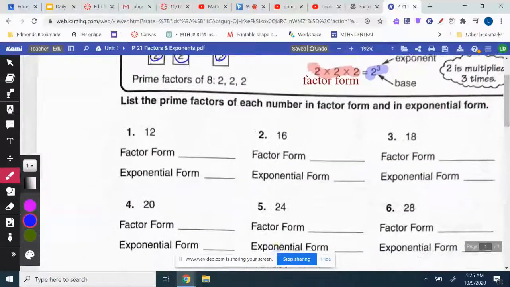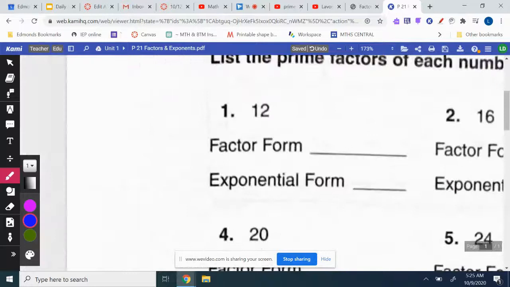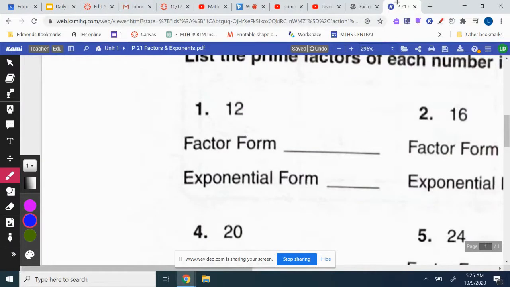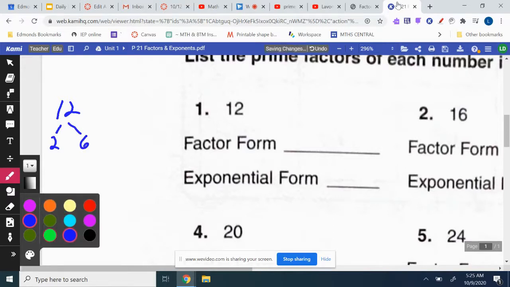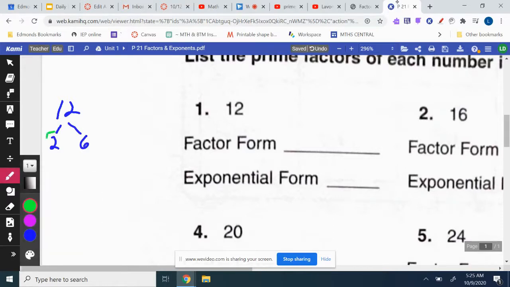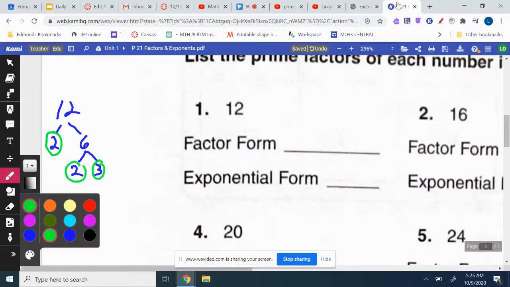So let's try this for number 1. I'm going to have 12, and there's multiple ways to do this, but I'm going to go 12. And I know that 2 is a factor of 12, and 2 times 6. And so I am going to circle my prime numbers as I go. And I know the factors of 6 are 2 and 3. And both 2 and 3 are prime numbers.